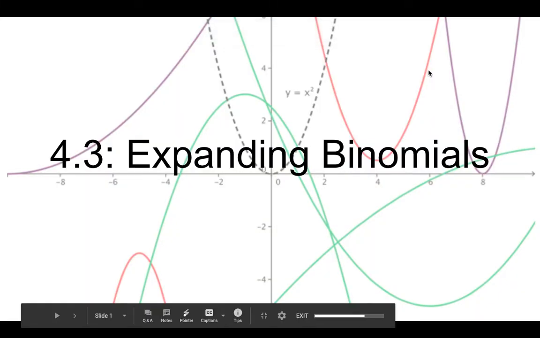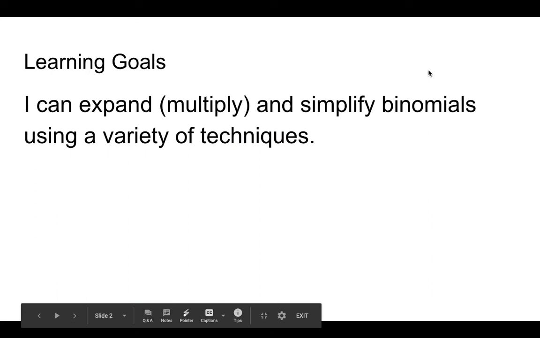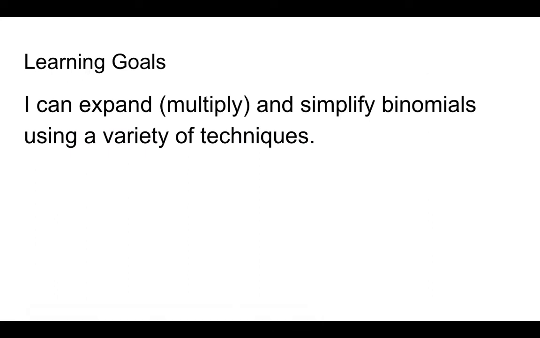So our learning goal today is to be able to expand and simplify binomials using a bunch of different techniques. Expansion means multiply and simplify means collect like terms. So to remind you what expansion means, remember if we have something like 2 times x plus 4, this 2 has to multiply each term in the bracket. That's called the distributive property. The 2 distributes to each term in the bracket.